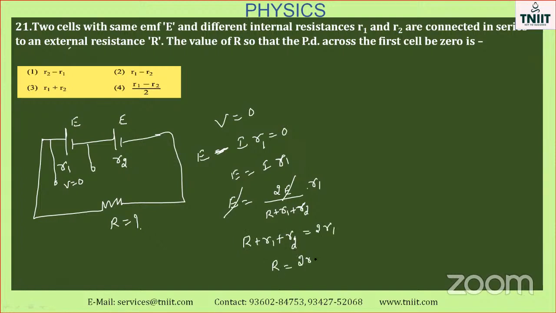So capital R value is 2R1 minus R1 minus R2. What is 2R1 minus R1? It is R1 minus R2. So capital R value will be R1 minus R2. Option 2. Suppose the potential difference is 0 across the second cell, then it will be R2 minus R1.